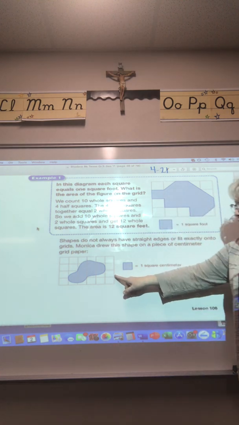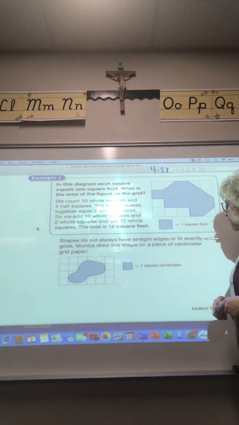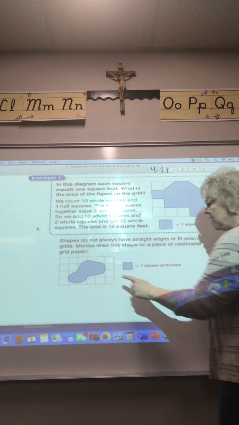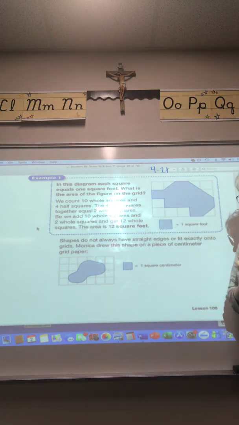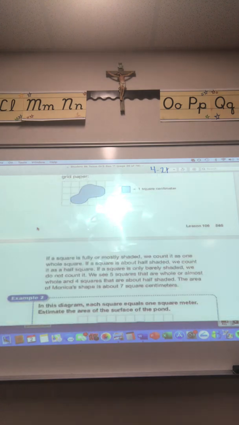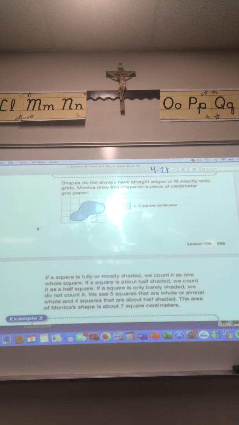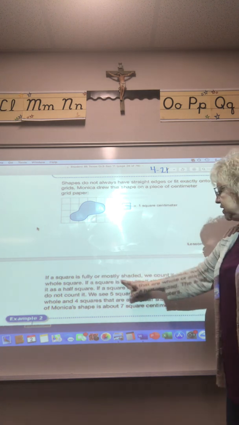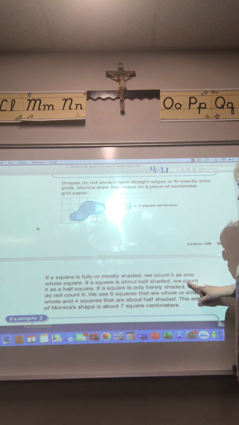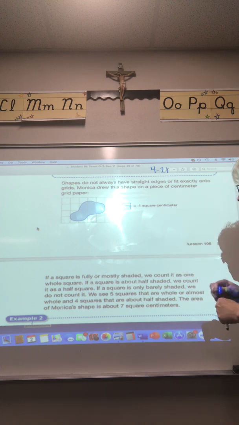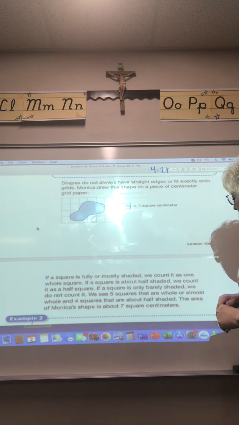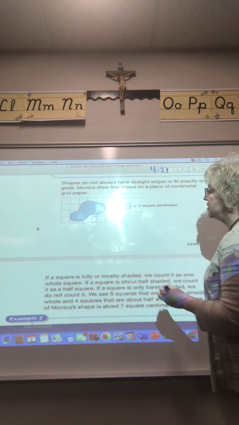But here's a problem. Shapes do not always have straight edges or fit exactly onto grids. Monica drew this shape on a piece of grid paper, and in order to figure that one out, you have to do something different. If a square is fully or mostly shaded, we count it as one whole square. If a square is only barely shaded, we do not count it. We see 5 squares that are whole or almost whole, and 4 squares that are about half shaded. So the area of Monica's shape is about 7 square centimeters.